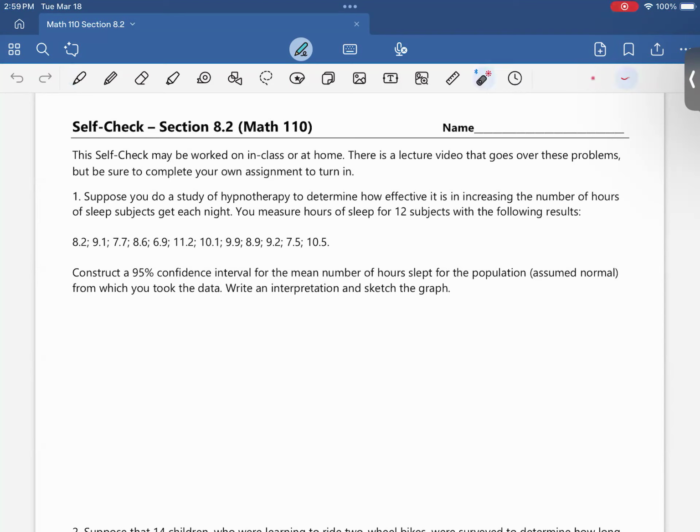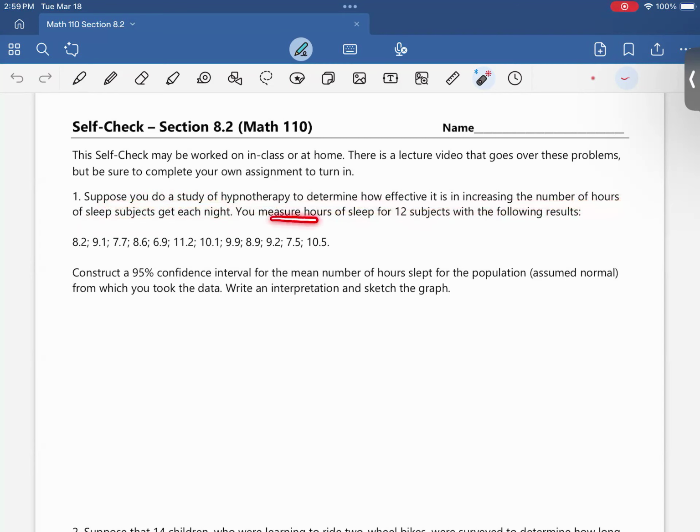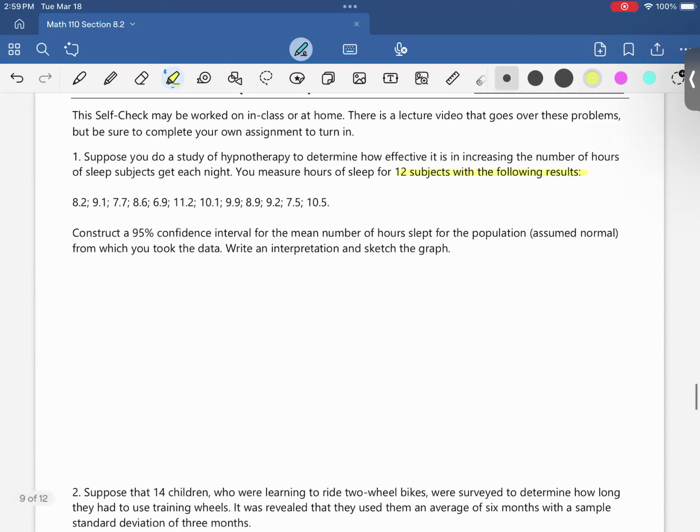So number one states, suppose you do a study of hypnotherapy to determine how effective it is in increasing the number of hours of sleep subjects get every night. You measure hours of sleep for 12 subjects with the following results, and we just have 12 individual hours of sleep. So what we're being asked to do is construct a 95% confidence interval for the mean number of hours of sleep for the population, and we want to write an interpretation and sketch a graph.